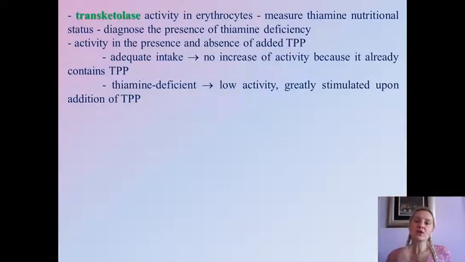So transketolase activity determination in erythrocytes is one very interesting laboratory tool for measuring thiamine nutritional status, especially in order to be able to diagnose the presence of thiamine deficiency. So in order to do that, the activity of transketolase is determined in the presence and in the absence of added TPP.